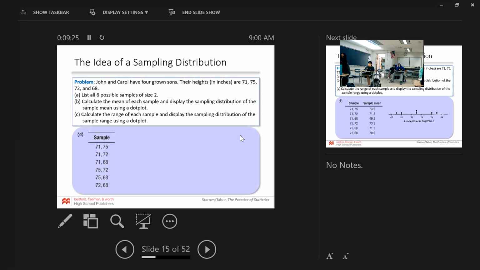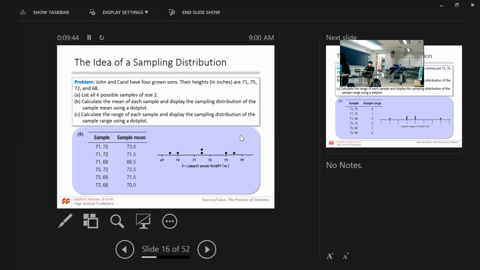So there you got the shortest kid, 71, paired with the 3 brothers. Then the next kid is 75 in the order of birth. So we're not going to put 75 with 71 because that was already done. We're going to put 75 with the other 2 kids. We end up with 6 of them. Here's the means. We plot the means. That is a distribution of sample means.